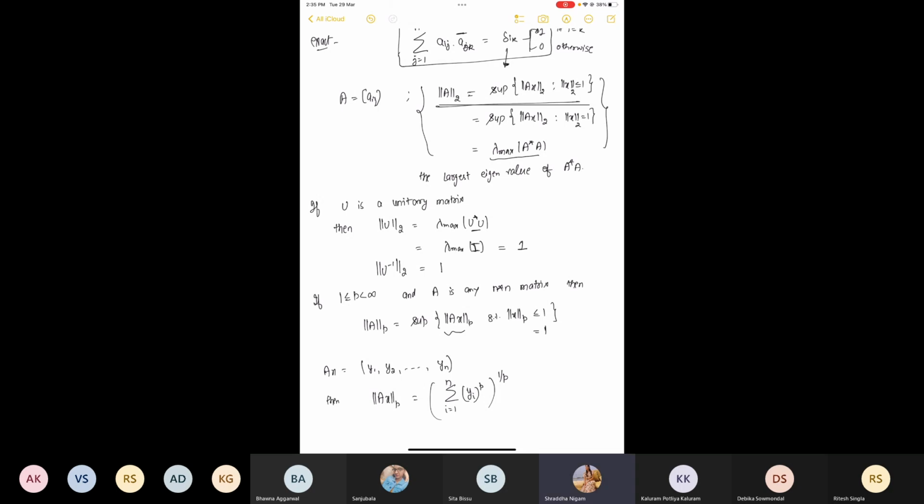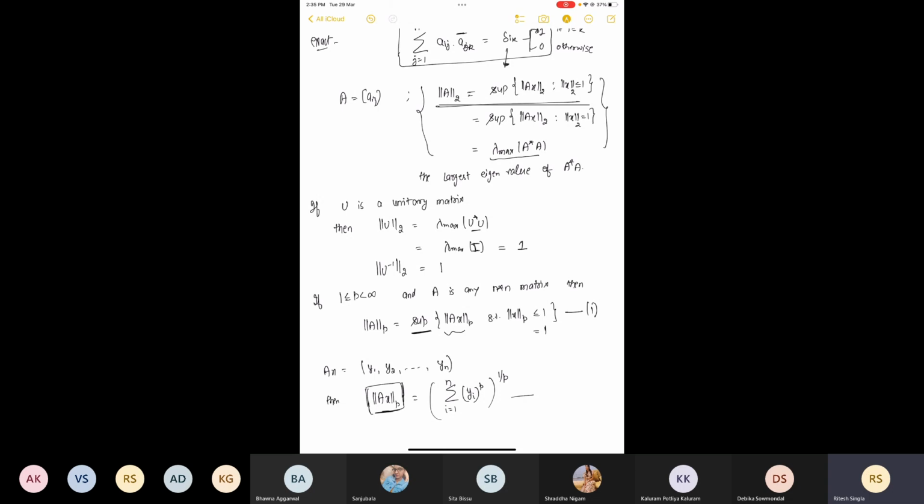Supremum will not be there. Sir, the 2-norm equals the supremum, but here the p-norm doesn't have a supremum. I am saying AXP: for a fixed x, the norm of AXP will be this, right? So how come you will use the supremum here?